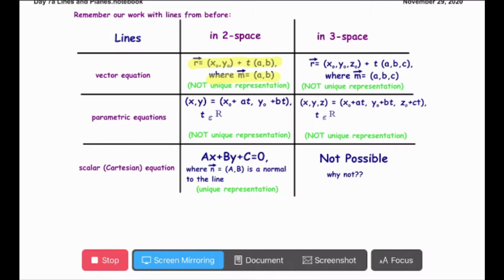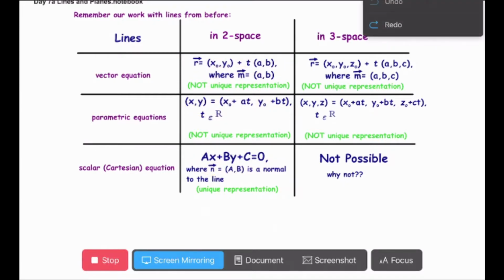Parametric equations, where we break it up into pieces, and we've looked at expressing it just as the x and just as the y, or in this combined form, and of course defining our parameter as well. T is an element of the real. And then we've talked about our scalar equation here, where our normal vector AB is given by the values of A and B in our Cartesian or scalar equation.